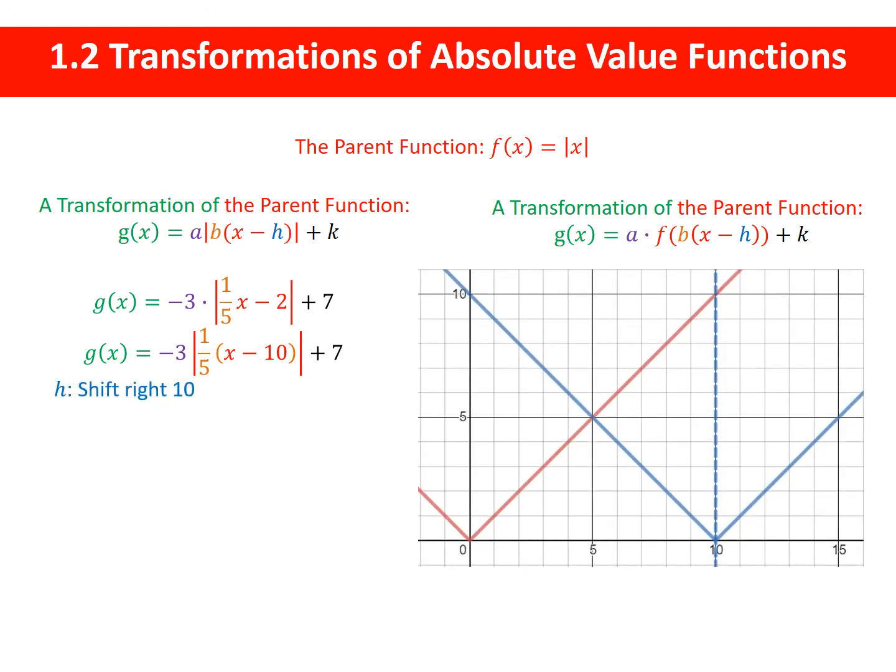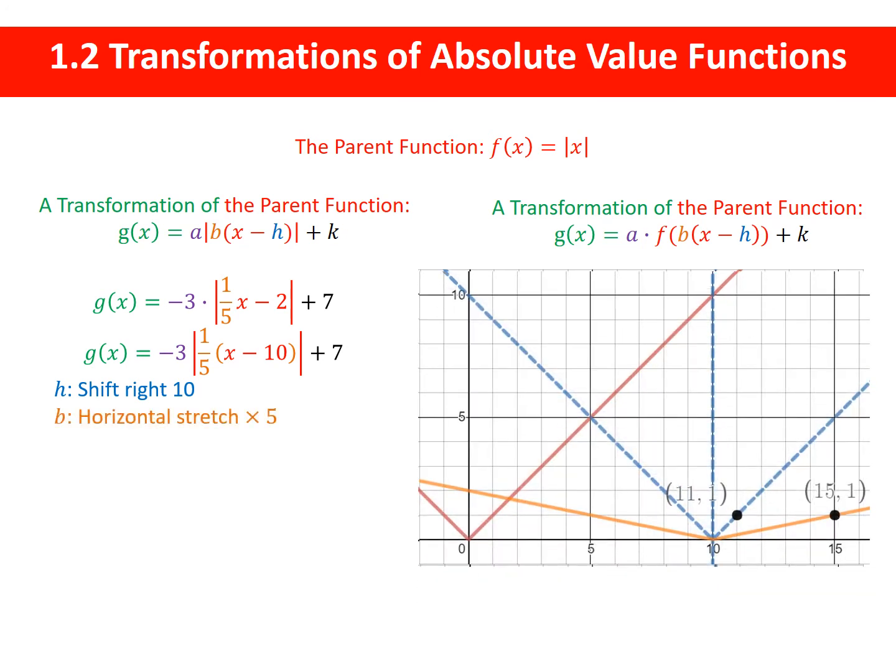Now that we're in that position, if the 10 is positive, then we should shift 10 units to the right, and you can see that example. And I want to hold on to that vertical line x equals 10, because when I deal with my next value, b of 1/5, we're going to talk about a horizontal stretch by a factor of 5. So from that vertical line at x equals 10, 11, 1 is a point on my blue graph, and 15, 1 is a point on my orange graph, because I've gone out by a factor of 5.